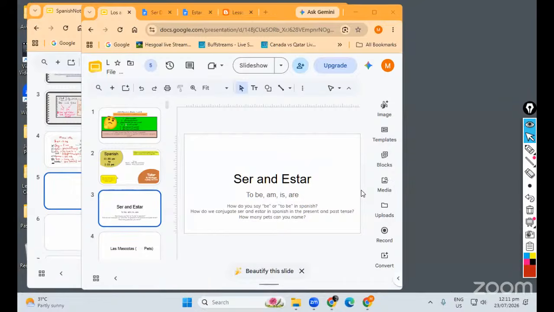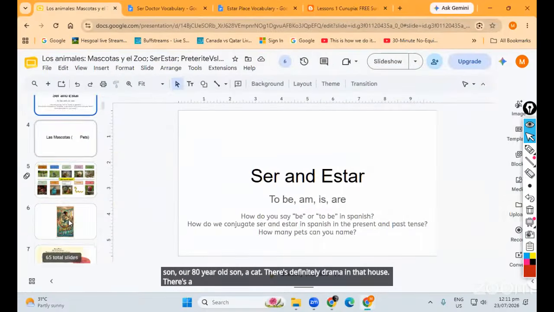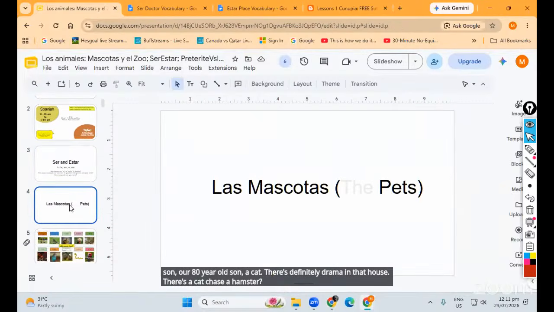Una tortuga. Yeah, there was drama in our household recently because somebody brought our 8-year-old son a hamster and a cat. Definitely drama in that house. There's a cat chasing the hamster. Somebody brought us a turtle.